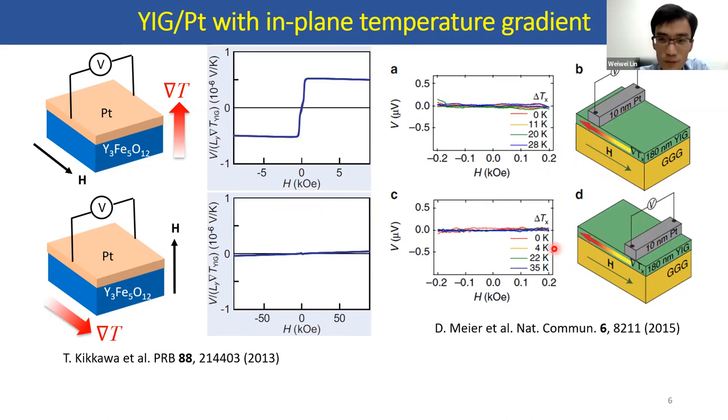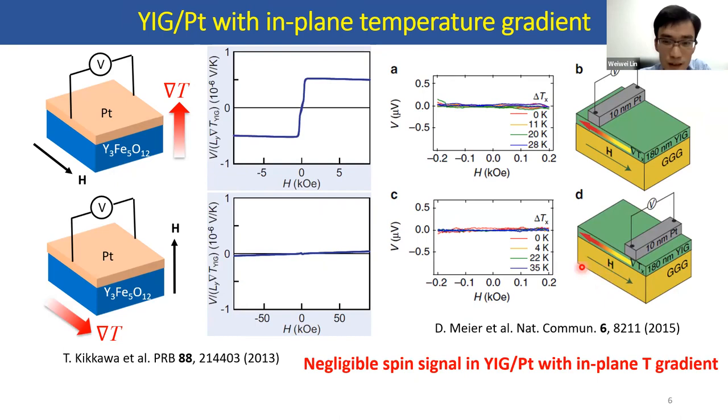There is no detectable magnetic thermal voltage with the in-plane temperature gradient and also the in-plane field for the platinum. The spin signal in platinum is negligible with the in-plane temperature gradient. There's no evidence of the transverse spin Seebeck effect.